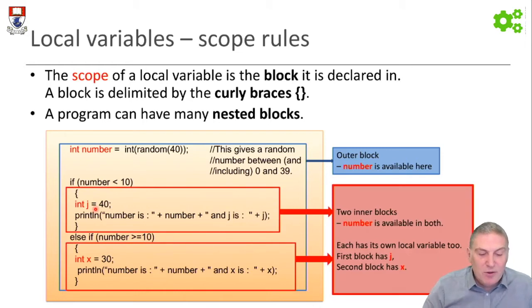So in this code fragment we can see that we have if number is less than 10, and then we have curly braces for the if statement, so that creates a block, and inside that block I'm declaring the variable j. We also have an else if, and in the else if block we declare a variable x. So j is only created if the number is less than 10, and x is only created if it's not less than 10.